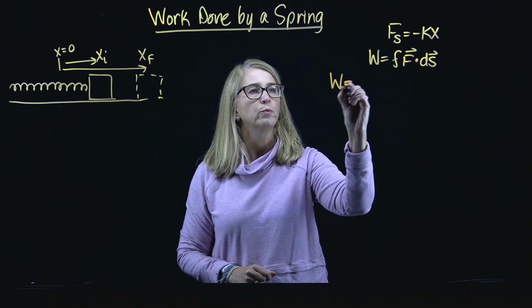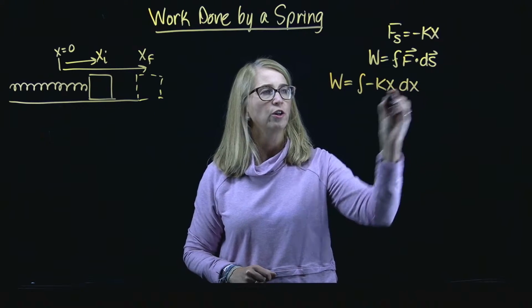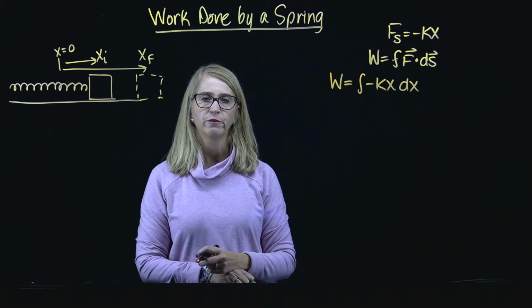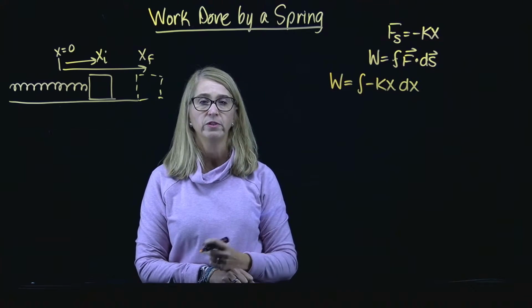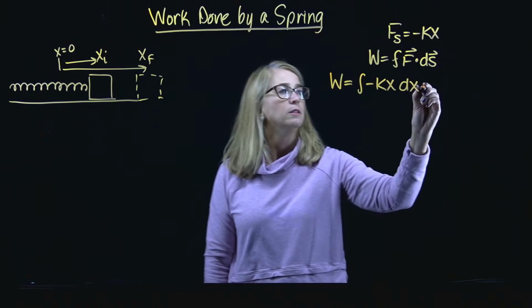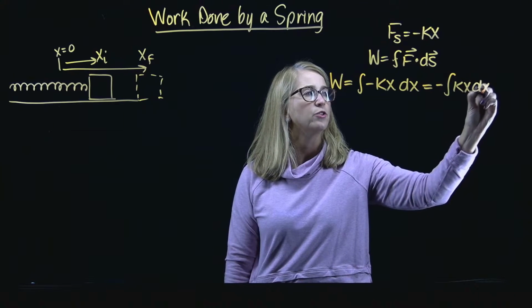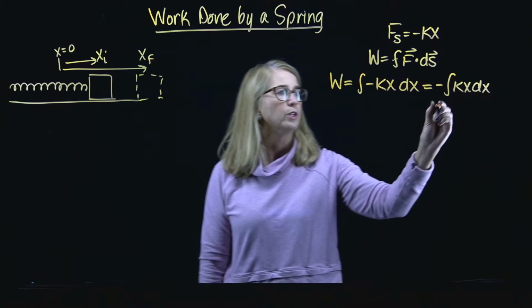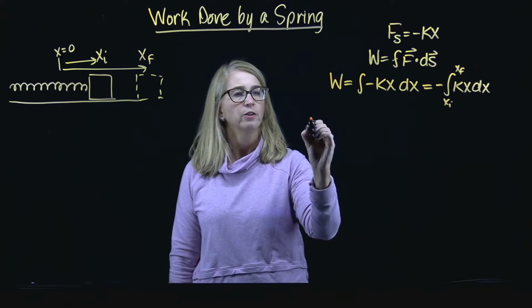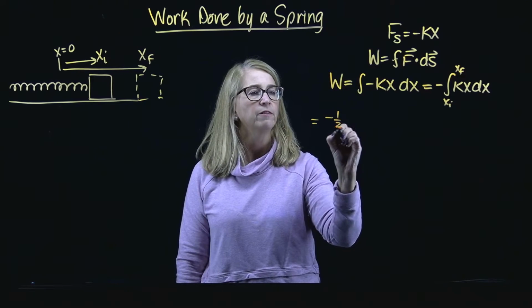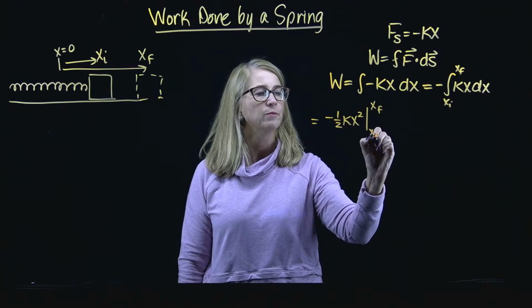Because the force is just a function of x, we can change our dot product to just the force in the x direction times dx, which takes the place of ds. Now, we can put the minus sign out here, and so our integral is minus k times the integral of x dx, and we're going to go from x initial to x final. And so when we integrate that, we get minus 1/2 kx squared, and we're going to evaluate it at the endpoints.